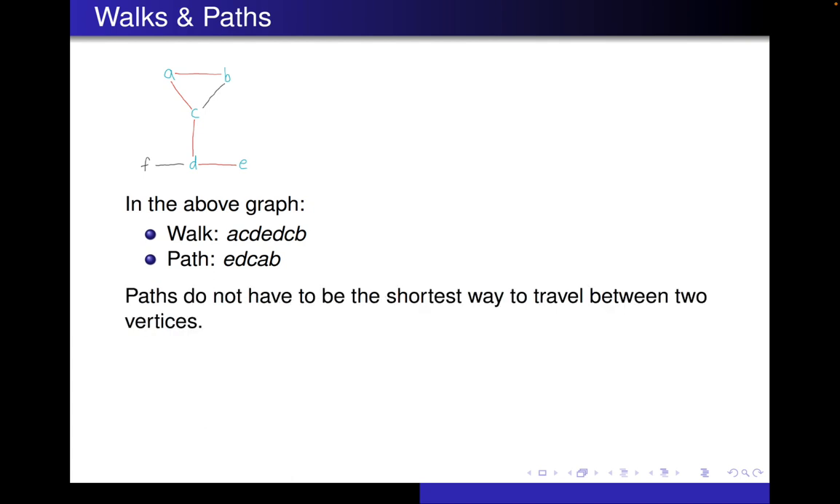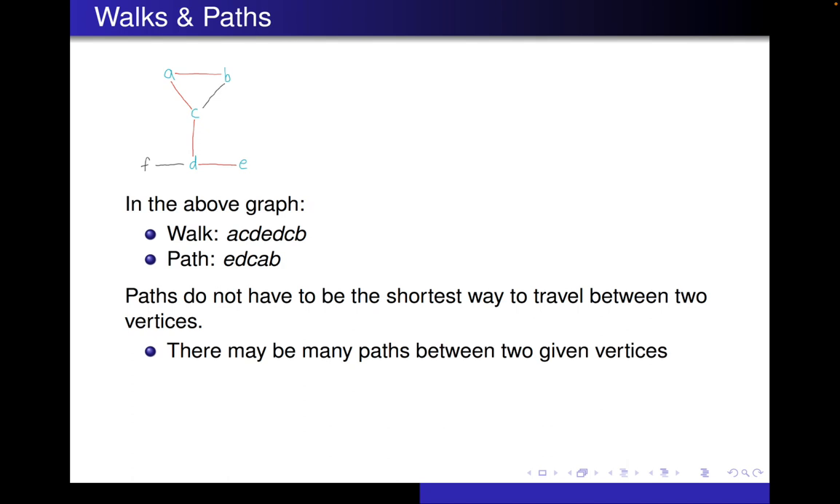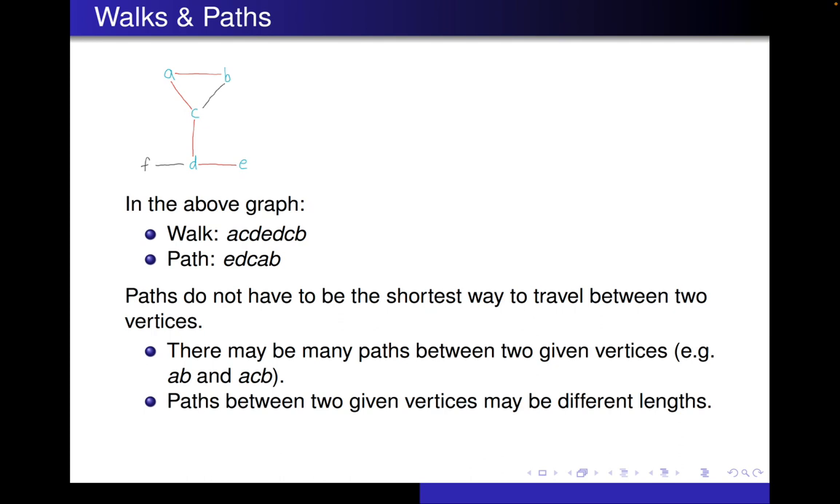So as I alluded to in the last bit of discussion, paths don't have to be the shortest way to travel between two vertices, right? There may be a lot of paths between two given vertices. For instance, if we wanted a path between A and B, we can go directly along that edge between A and B, or we can go from A to C and back to B. That's possible too. And as we've seen, the paths between two given vertices may be different lengths.